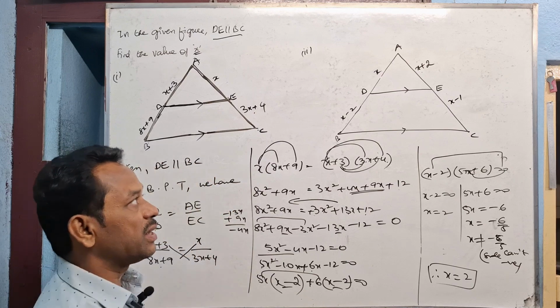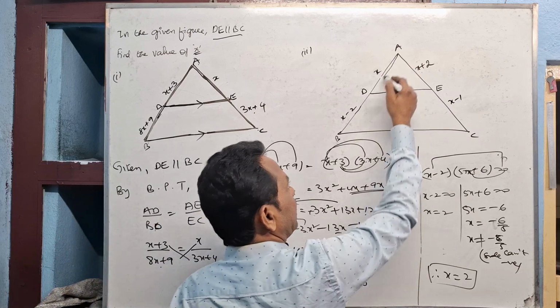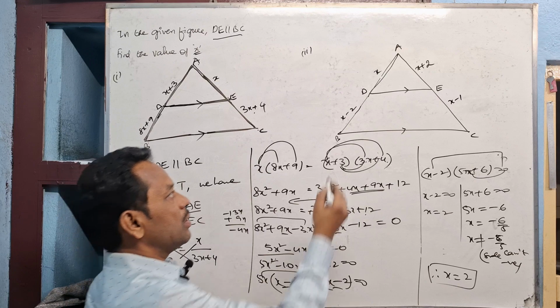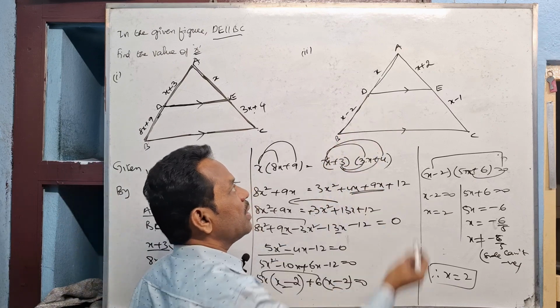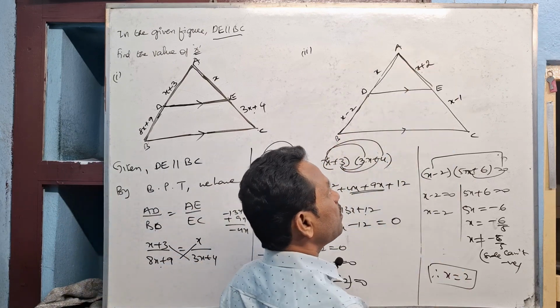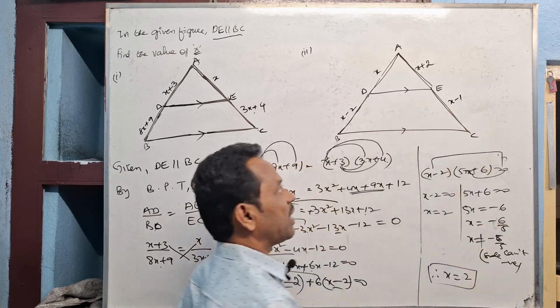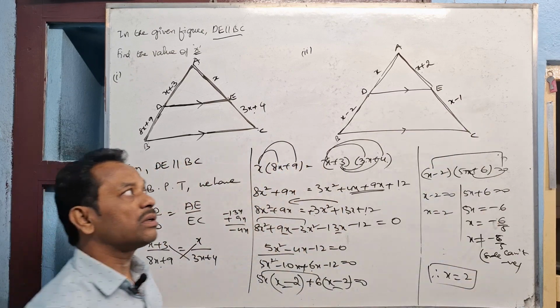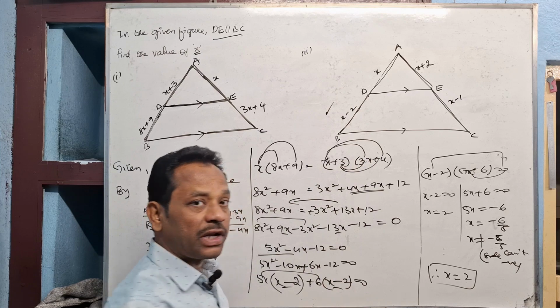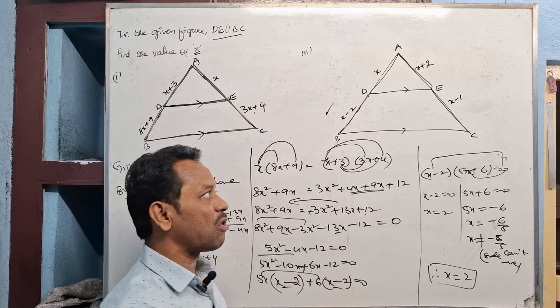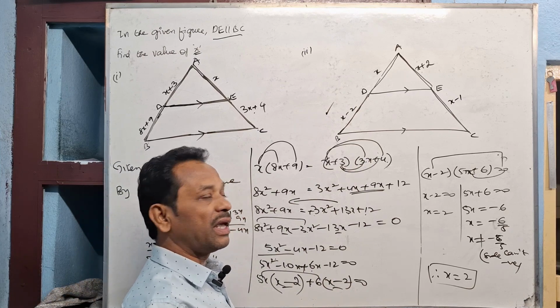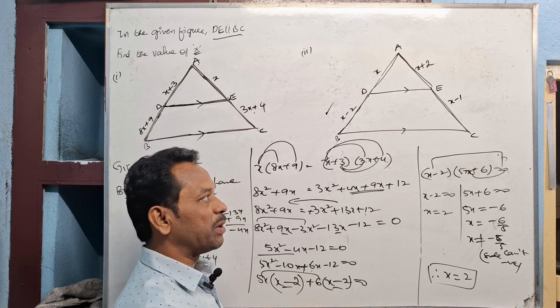Okay, children, in the second question it is given that AD equal to x, BD equal to x minus 2, AE equal to x plus 2, and EC equal to x minus 1. Try this sum, and if anybody is facing difficulty solving it, just write in the comment section. I'll guide you.